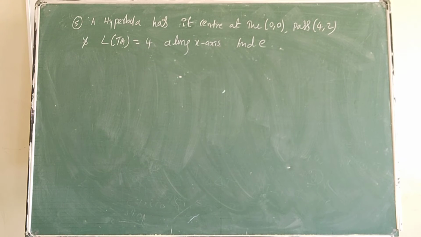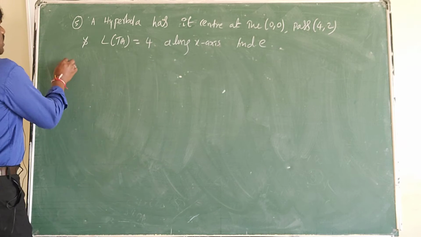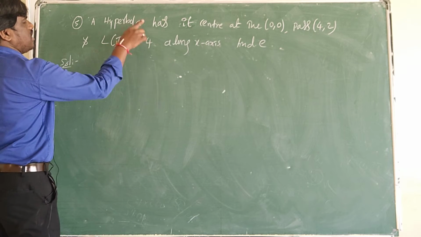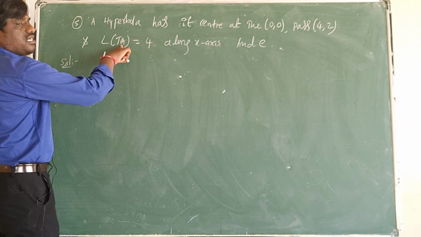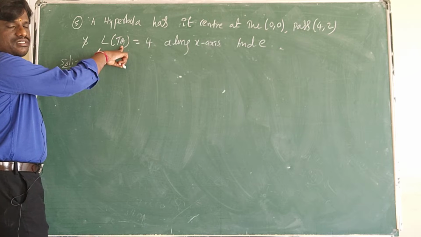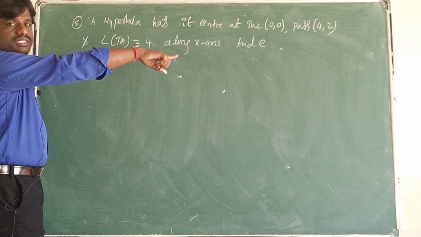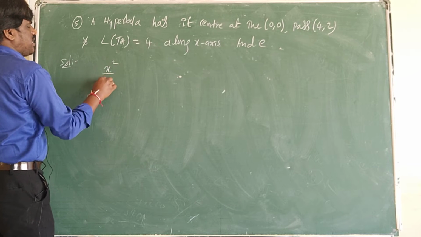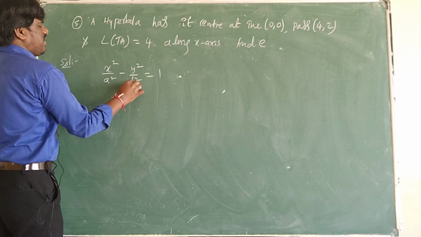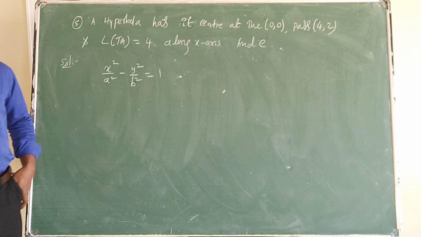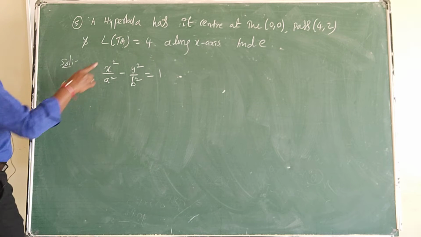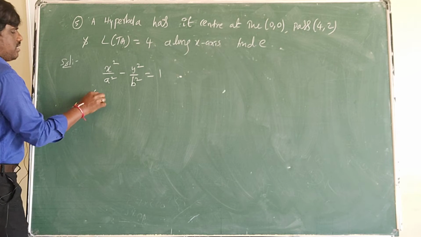Okay, now let us listen to how to solve this. See here, it passes through here, it's along the latus rectum. This is called TA, which means transverse axis. If the transverse axis is along the x-axis, the hyperbola is x squared by a squared minus y squared by b squared equal to 1. If it is along the y-axis, then x squared by a squared minus y squared by b squared is equal to minus 1. So this hyperbola is passing through (4, 2).